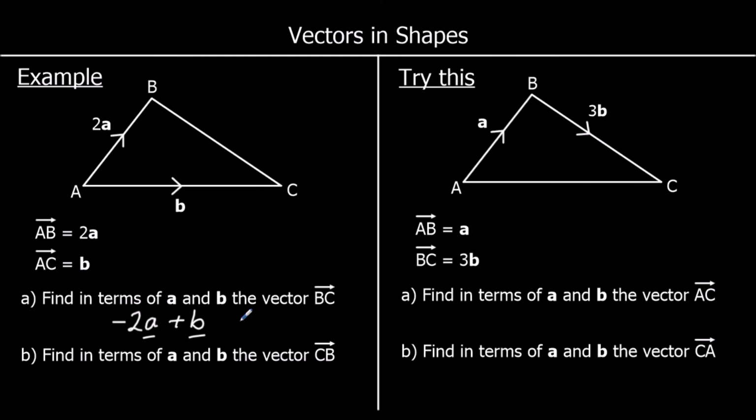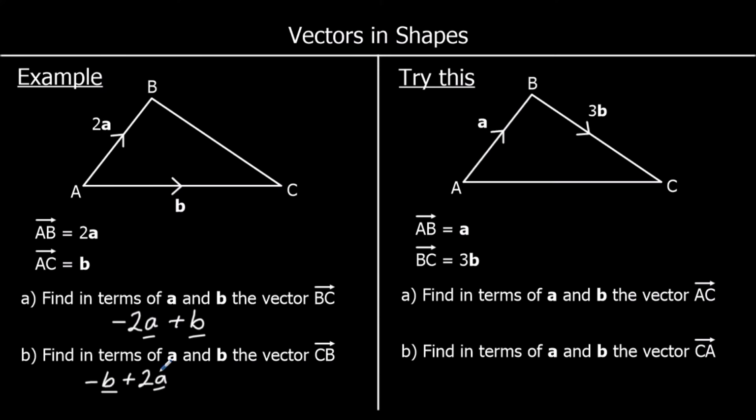Part b says find in terms of a and b the vector C to B. So there's two ways of doing this. We could say to go from C to B, I'll go backwards along a b, so minus b, and then up a plus 2a.